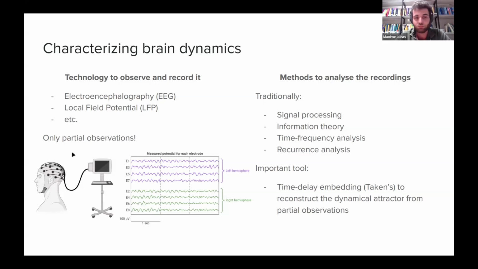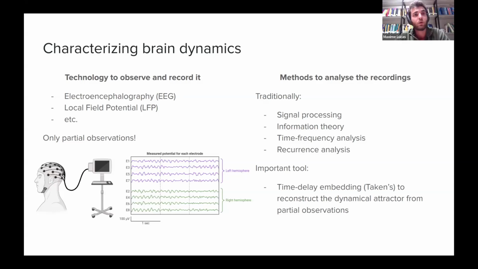Others exist. For example, you could also record the magnetic activity of your brain. You could record with local field potentials, which are invasive techniques used in some cases, not on everyone, of course. We will use them on fish in the next part of the talk. But the point is that all of these observations are partial observations. What I mean is that you are not able to observe each of the neurons that compose the system. What you measure is some observable of the output of the system, some kind of aggregation of electrical activity in some cases. This is what I mean by partial observations.